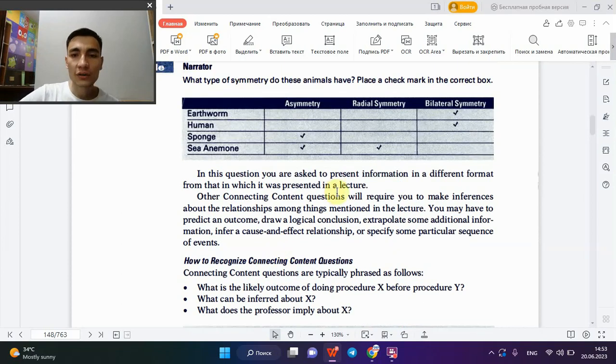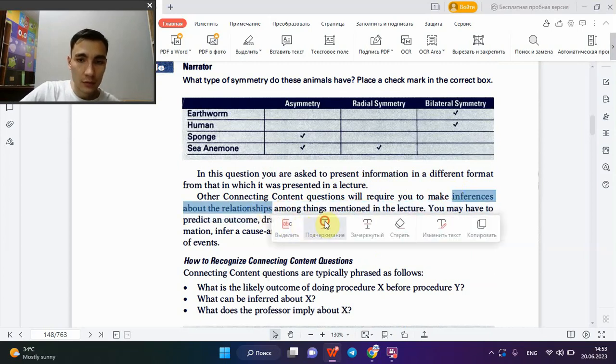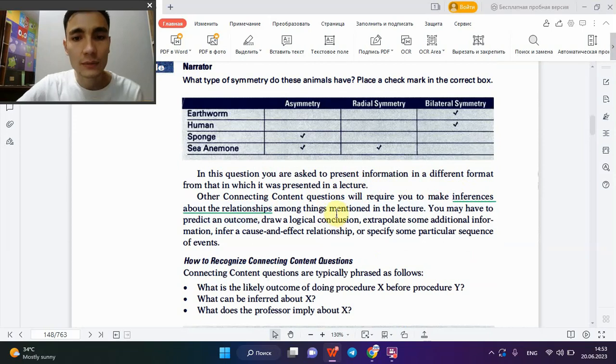Sorry, in this question you are asked to present information in a different format from what it was presented in a lecture. Ko'rayotganingizdek, ma'lumotlarni boshqacha formatda berishimiz kerak deyishyapti. Also, connecting content questions will require you to make inferences about relationships among these. Inference about relationship. Demak, ular orasidagi munosabatni tushunishimiz kerak.